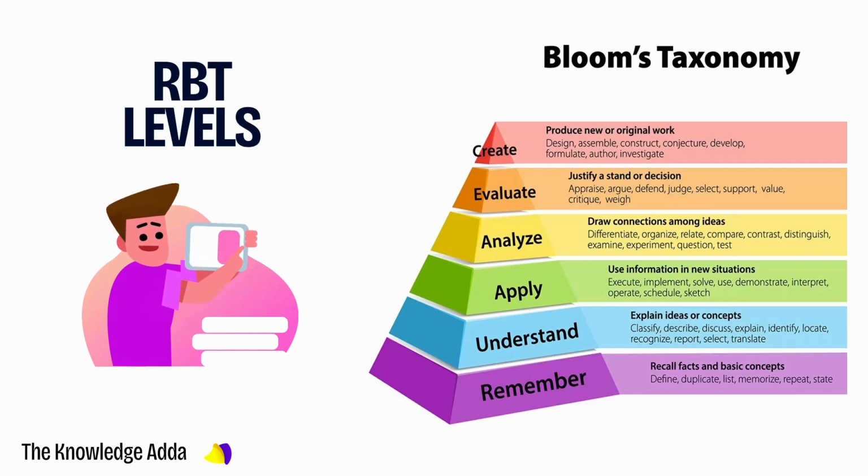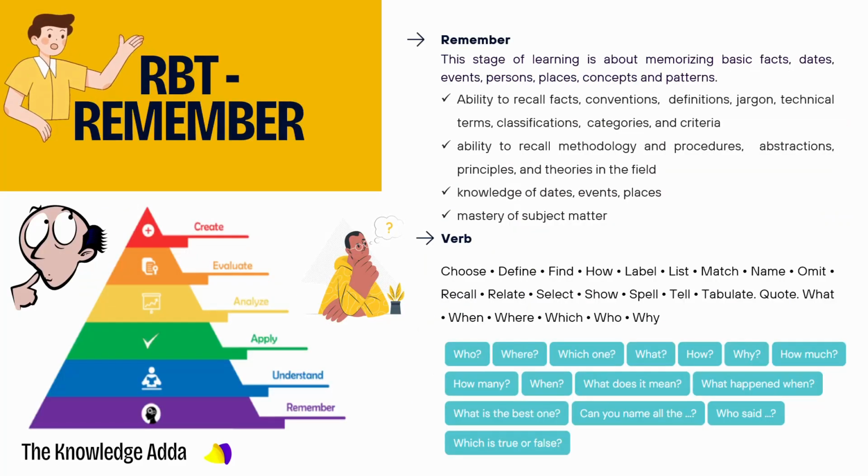Remember means just recall the facts and basic concepts. Understand means just explain the ideas or concepts. Apply means just use information in a new situation. Analyze, draw the connection among the ideas. And evaluate means just justify a standard decision. And create means produce a new or original work. So in the second half of the session, we will discuss the RBT levels, and also we will discuss the verbs, and also the types of questions.